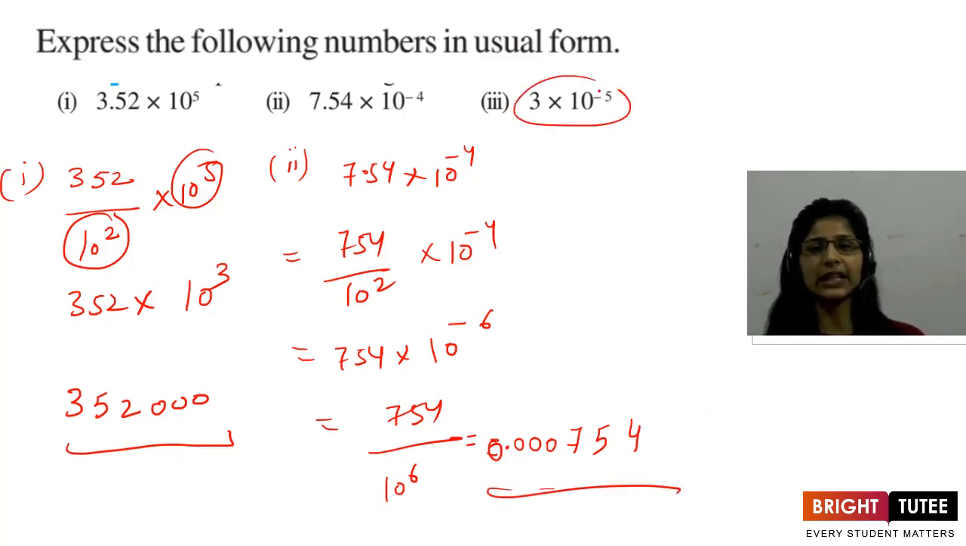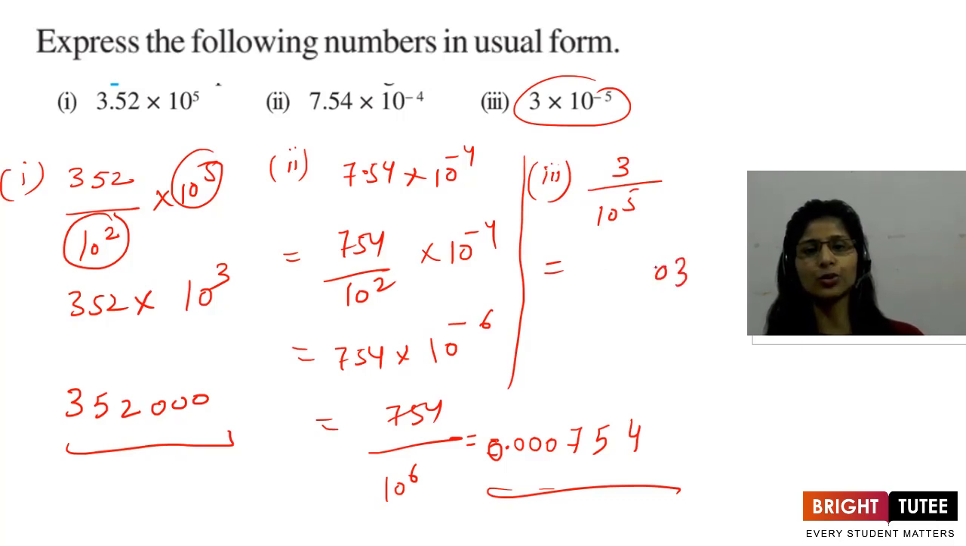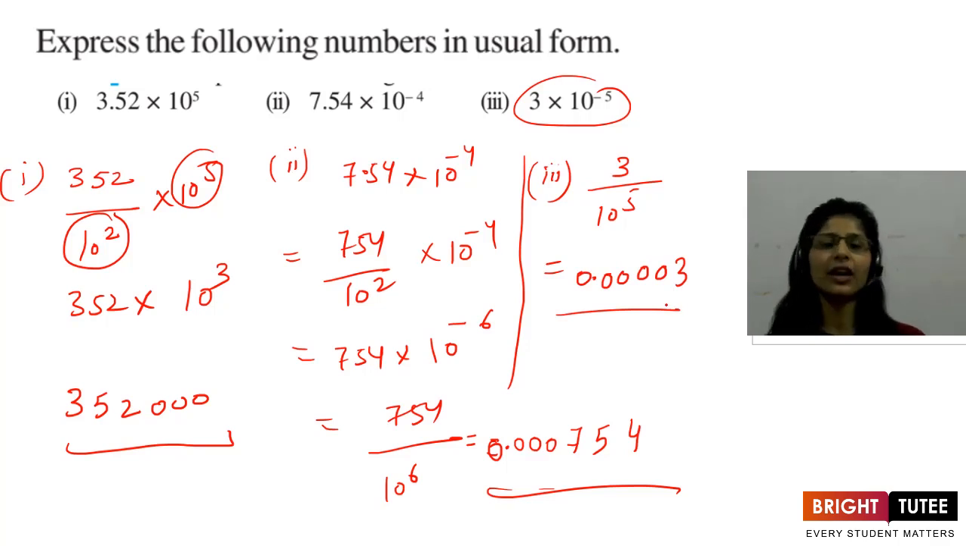The next part is 3 into 10 to the power minus 5, the third part. So we will write 3 upon 10 to the power 5. That means after 5 places we have to put the decimal. 1, 2, 3, 4, 5, like this. This would be the answer. So easy to write.